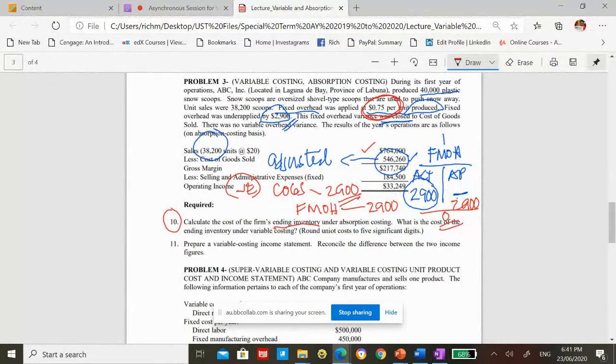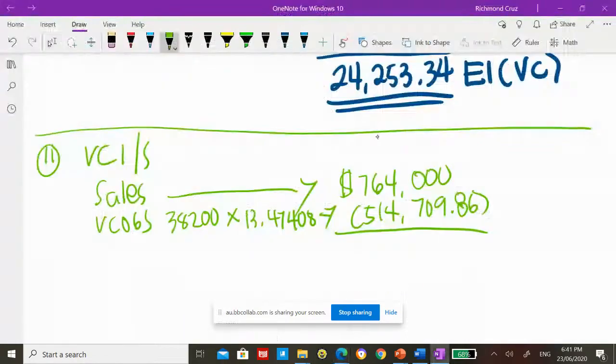Ngayon, yung selling and admin daw natin are all fixed. So, wala tayong variable. Kaya ito magiging contribution margin na kasi walang variable cost eh. Variable selling and admin cost wala. So, less ko yan. So, 764,000 less 514,709. So, lalabas, this is 249,290. Ayan.